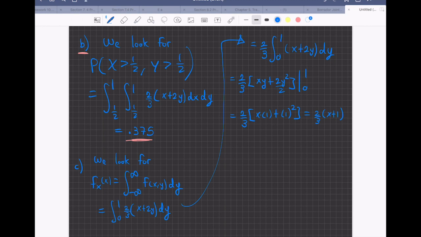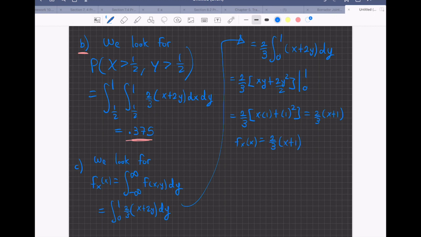That okay? So let me see if I didn't make any mistake here. x plus 2y. So it seems to be correct. So this is the marginal density, 2 over 3 times x plus 1.